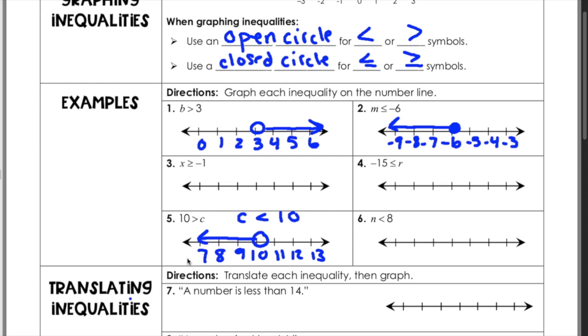So you can keep it as 10 is greater than c. You just need to realize that when graphing, it's usually a little bit easier to read it with the variable on the left. So if c is less than 10, open circle on 10, and the arrow is to the left.